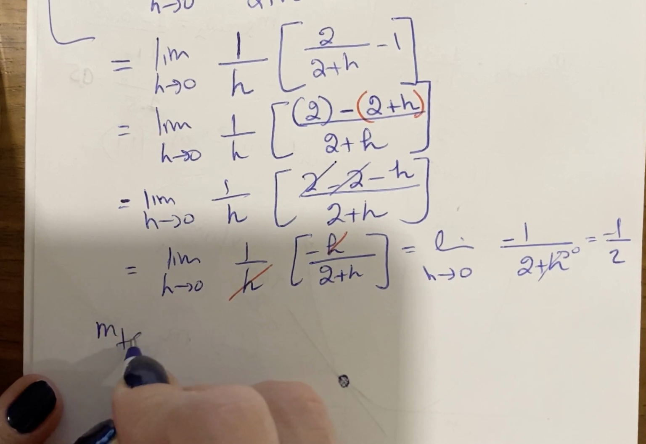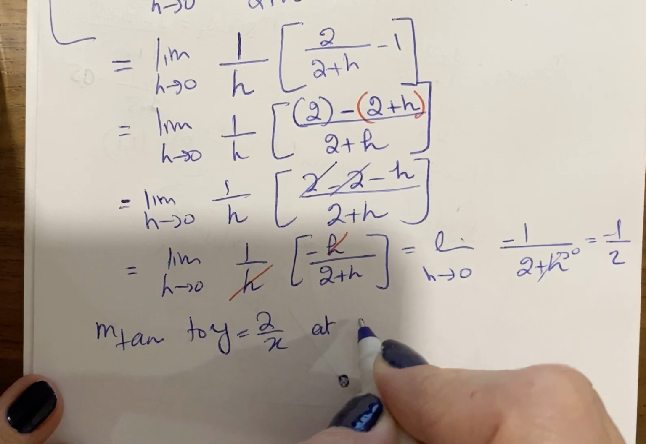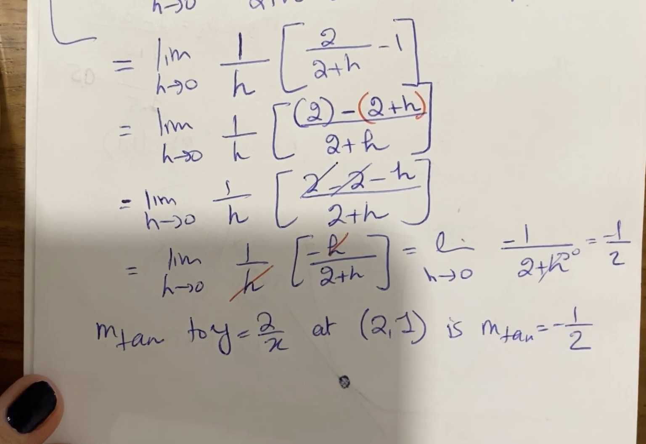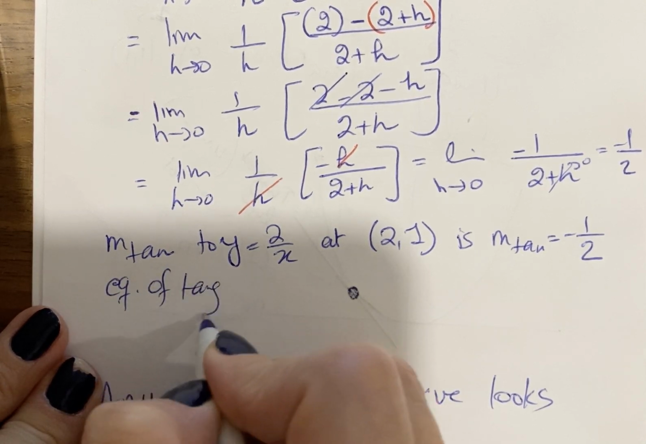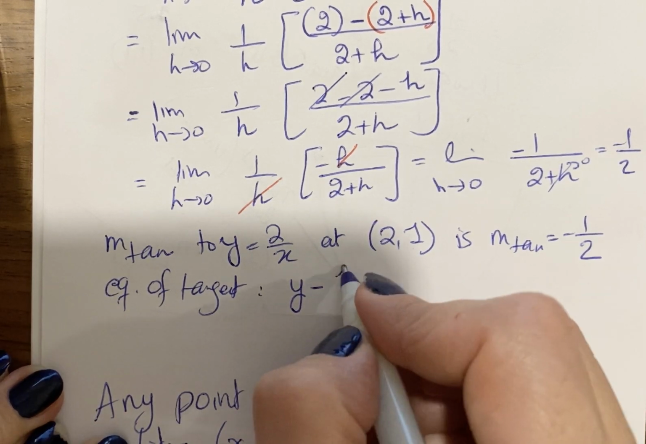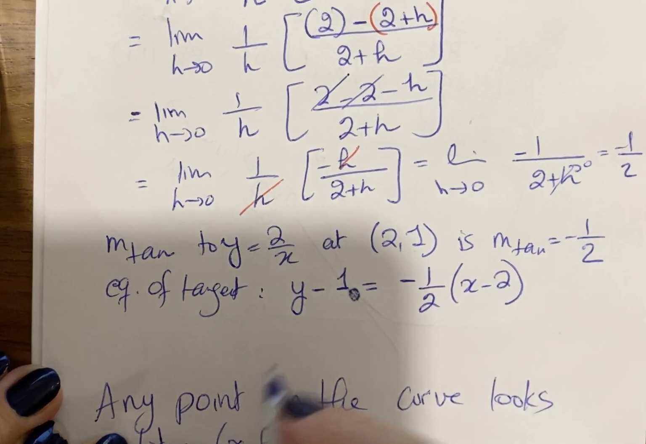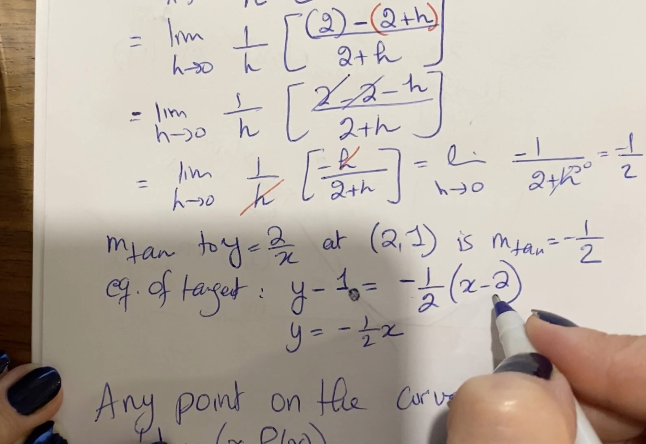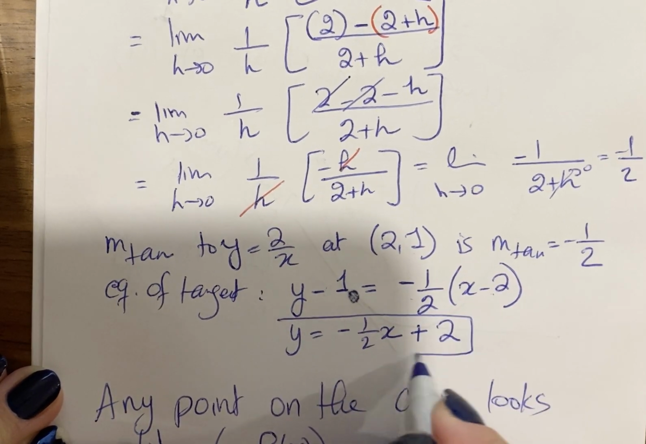And so the slope of the tangent to the function y equals 2 over x at the point (2, 1) is m tan equal to minus half. That's why the equation of the tangent is y minus y1 equals m tan times x minus x1. Simplify this, you get minus half x, minus half times minus 2 plus 1, and we move the minus 1, it becomes another plus 1. So the answer is plus 2.